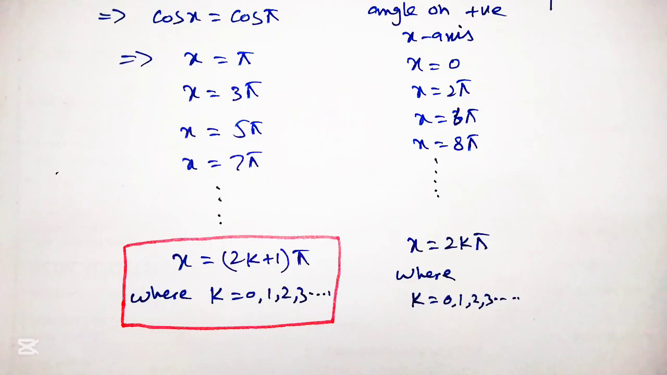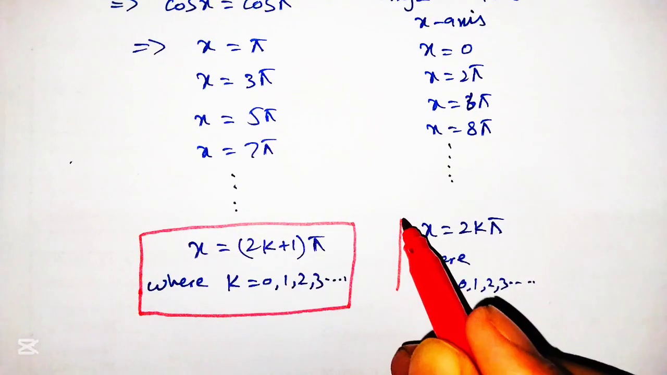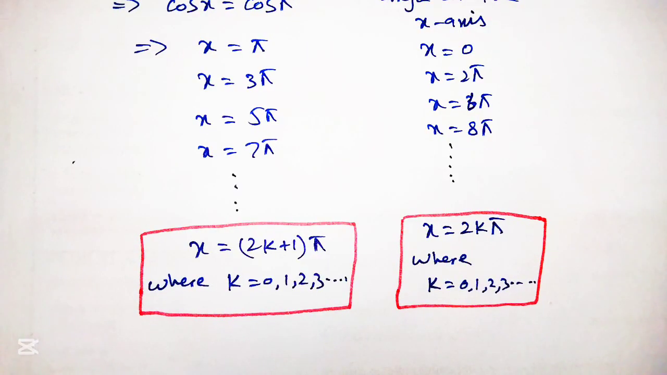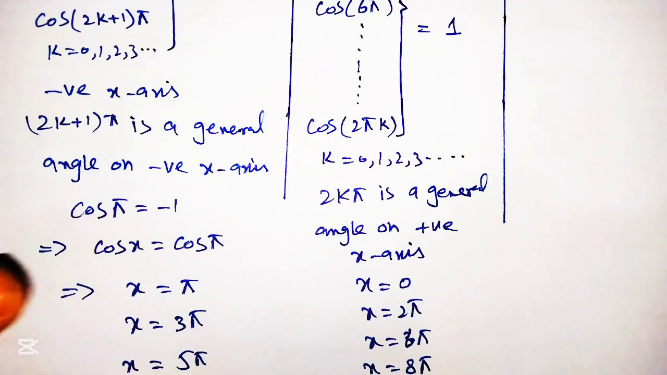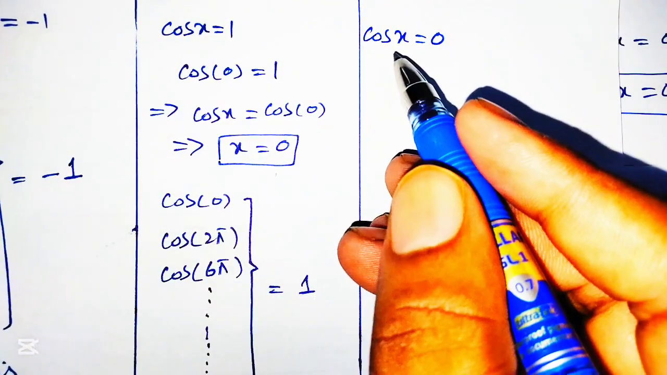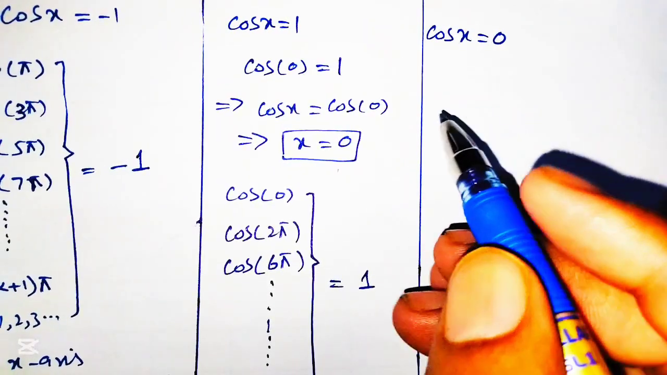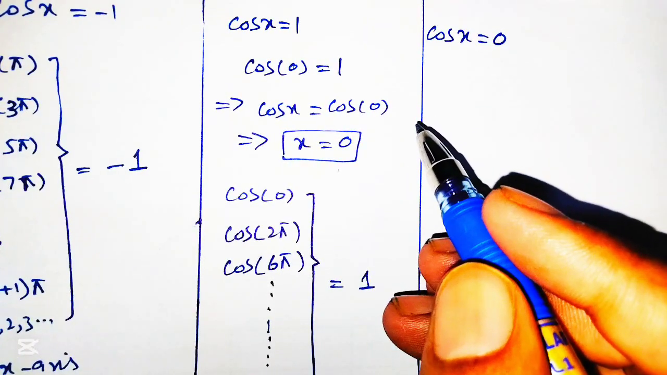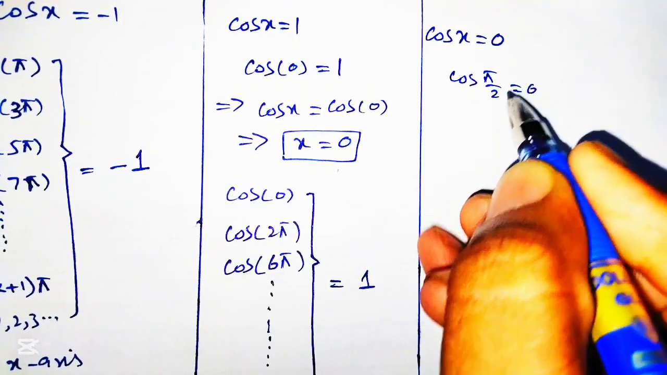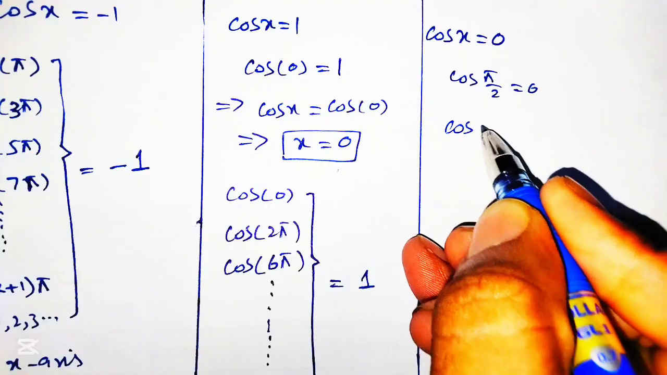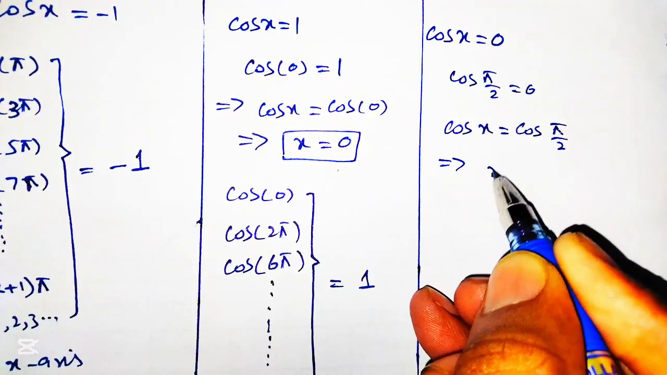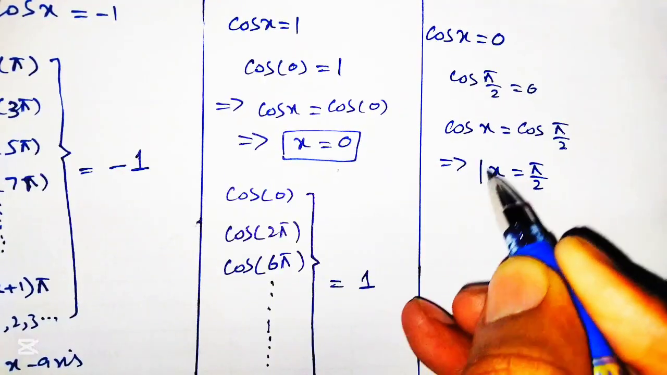So this is the second value of x from this equation, and now for the third general value of x we will solve equation number 3, which is given as cosine of x is equal to 0. From this we can write cosine of pi by 2 is equal to 0, and on comparing, cosine of x is equal to cosine of pi by 2, and this implies that x is equal to pi by 2. This is the value of x.